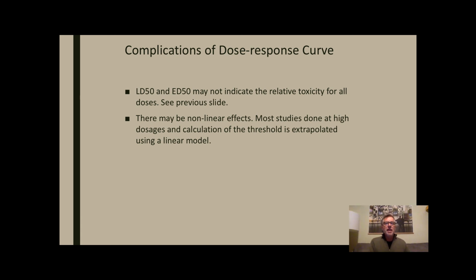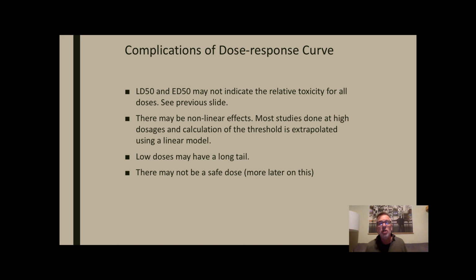As I already said, the LD50 and ED50 may not indicate the relative toxicity for all doses. We saw that in the last one. There may be nonlinear effects. Most studies are done at high dosages and then calculated backwards using a linear model. May not always be correct. Low doses may have a long tail. In other words, there may be effect at low doses for very low doses. And in the extreme, there may not be a safe dose at all, right? There may be no safe level, as we looked at earlier. So those are some complications of the dose-response curve.